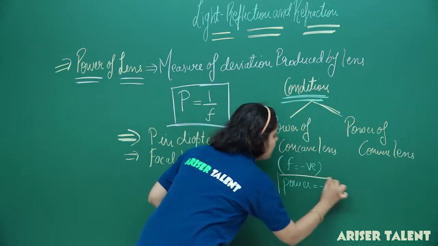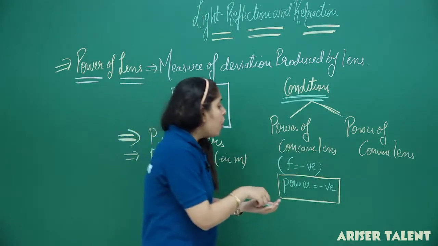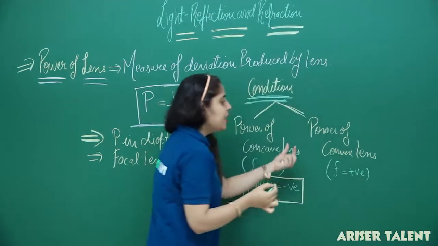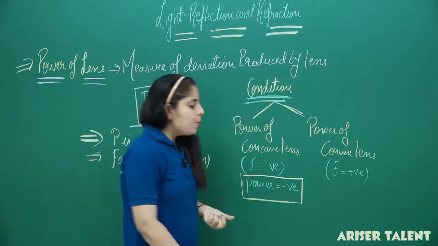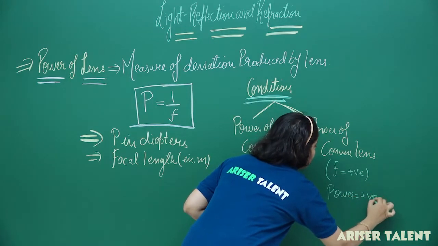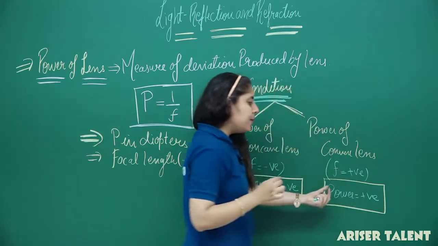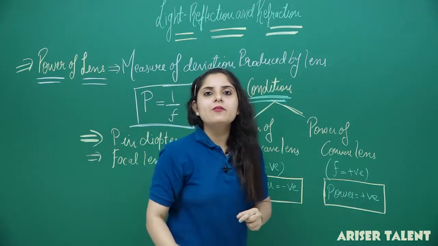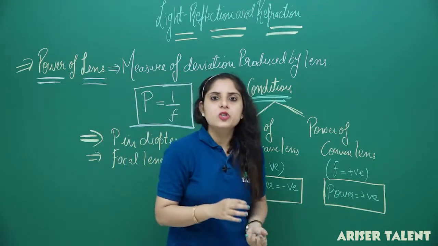So, this is an important thing. Now, convex lenses. Convex lenses have a positive focal length. If the focal length is positive, you can see that the power comes out to be positive. So, the power will be positive in case of convex lenses. Simply, you have to learn that in case of the concave lens, you will have a negative power, and in the convex one, you will get the positive power.